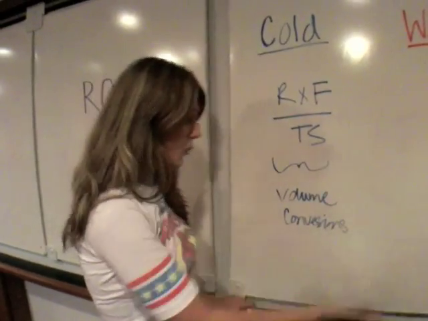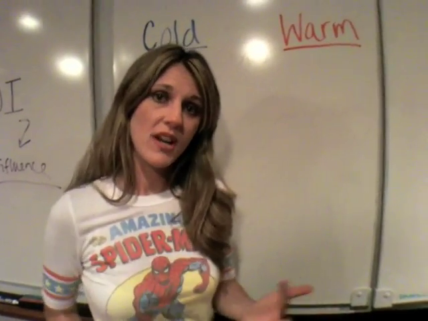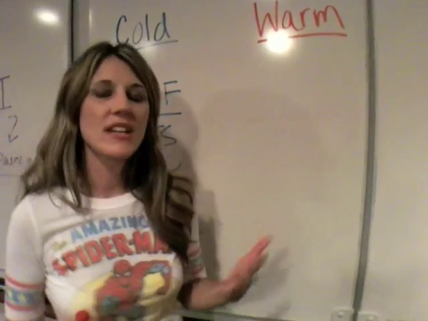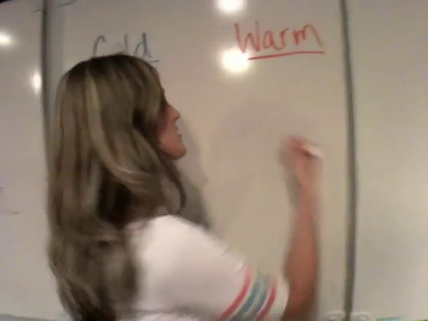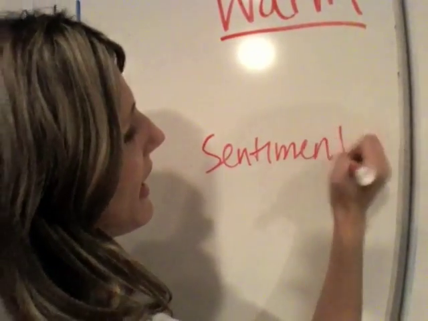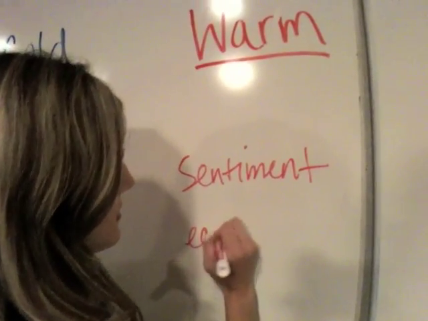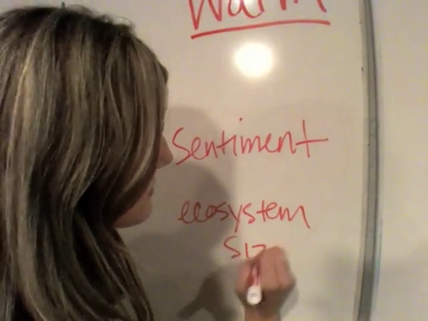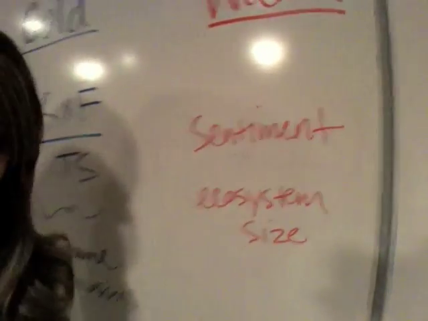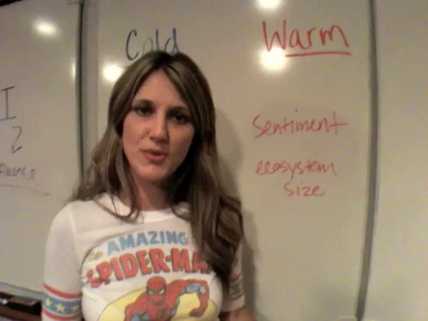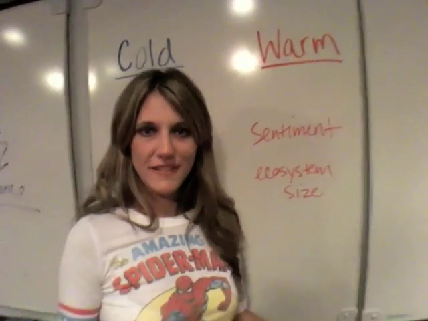So then if we look at the warm analytics, these are the social media, more warmer kind of intangible types of numbers that we've always had a hard time measuring. So these would be sentiment and ecosystem size. And sentiment is obviously the affinity to a brand, the positive, negative, neutral emotions, feelings about a brand.